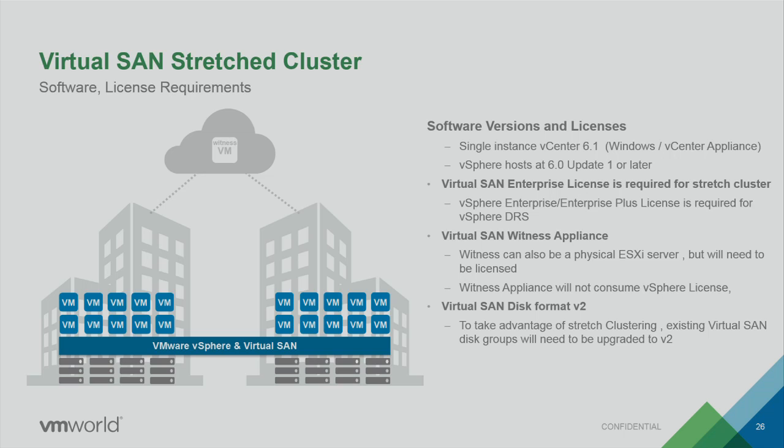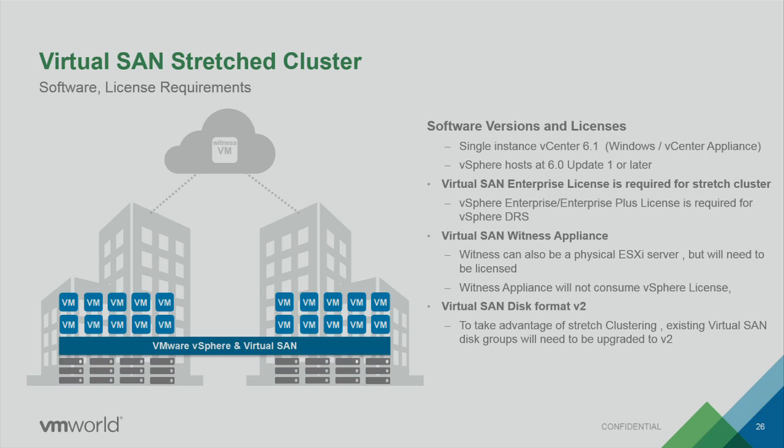Other than that, quick thing about licensing, nothing relevant to networking per se, but you need vSphere 6.0 Update 1, that applies to both vCenter and ESX. You need vSAN Enterprise license for this feature. Highly recommend the use of DRS, just like even regular vSAN. And for that, you need vSphere Enterprise license.